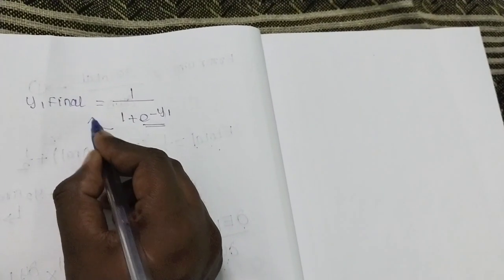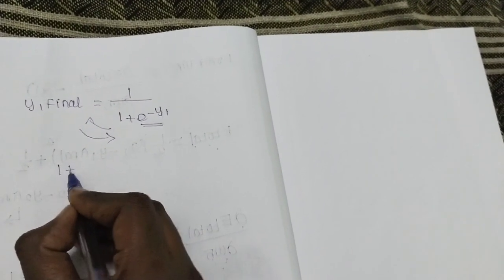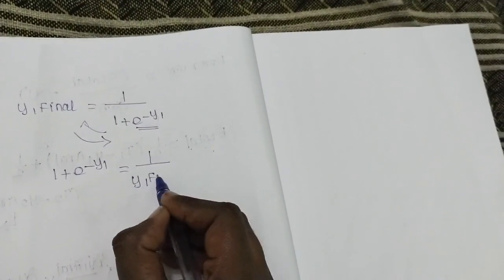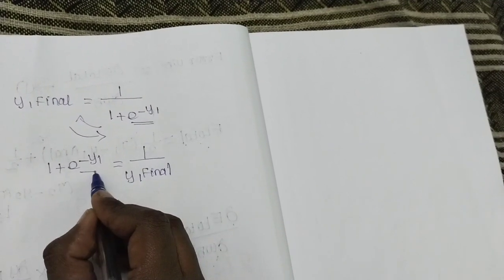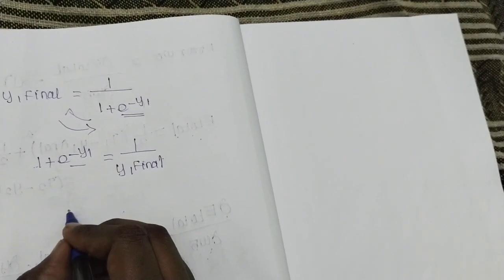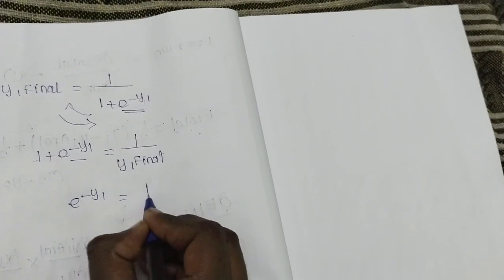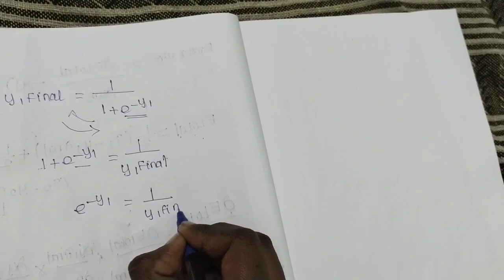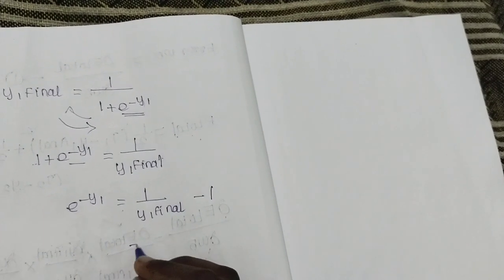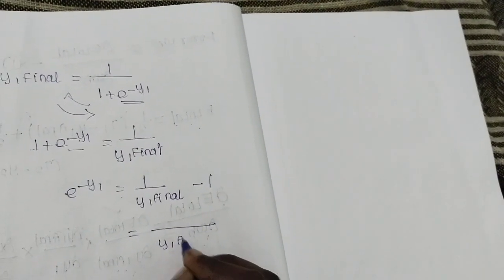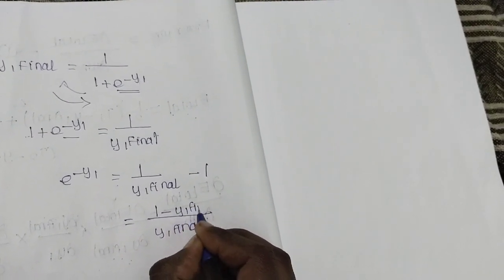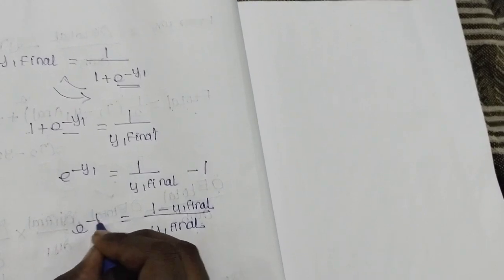So I am changing this side to here, that is 1 plus e power minus y1 equals 1 by y1 final. I am moving this 1 to this side, so it gets the negative sign. So e power minus y1 is equal to 1 by y1 final minus 1. Taking the LCM, this is y1 final, and the numerator is 1 minus y1 final. So this is the value for e power minus y1.